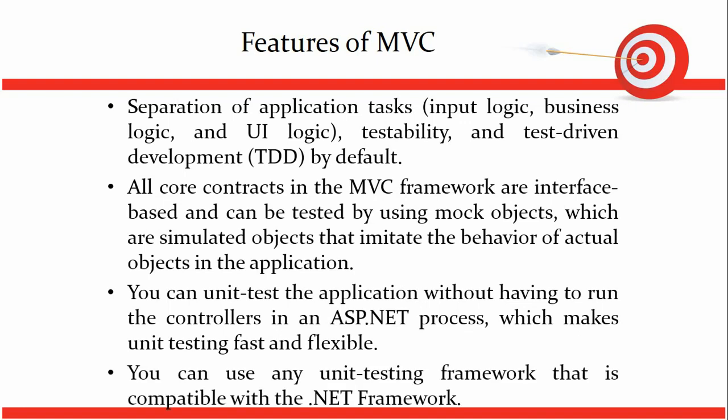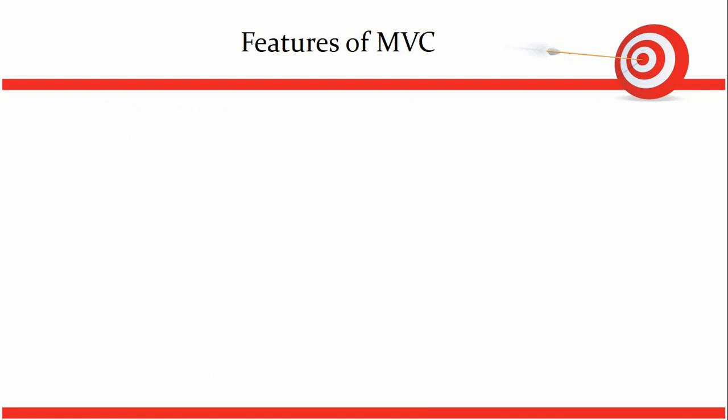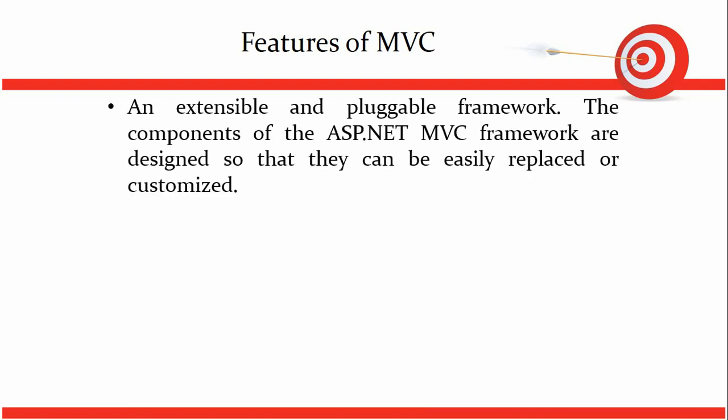Okay, you can use any unit testing framework that is compatible with the .NET framework. You need not use the inbuilt one. You can use anything. Okay, and it's not something which is new and should be added to your project. It is already an extensible and pluggable framework, which means imagine there is a project which you have already completed successfully without using MVC. But now, whatever module you are adding to that project, if you want to use MVC, yeah, you can use it. You can use a combination of MVC as well as web forms in the same project.